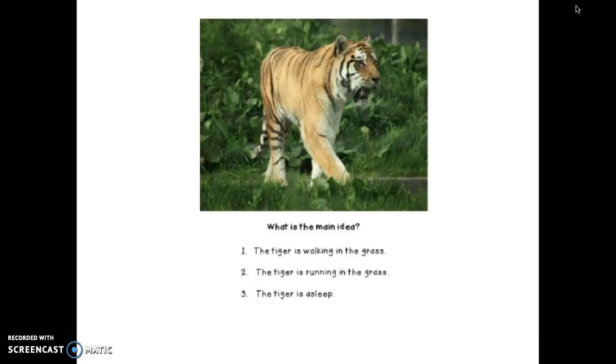Let's look at number 1. The tiger is walking in the grass. That's true. Number 2, the tiger is running in the grass. It's possible, but it doesn't really look like he's running to me. Number 3, the tiger is asleep. Well, I don't know about you, but I don't really think he looks asleep. What do you think was the main idea of that passage? Good job! I just know you said the tiger is walking in the grass. Give yourself a pat on the back.